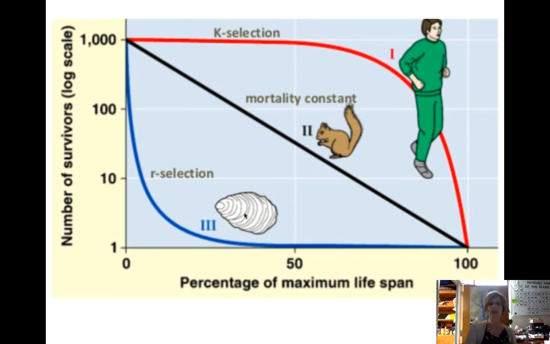R selection organisms are going to produce a lot of offspring, but a lot of them die off. They don't have parental care, so here's some kind of mollusk, right? So it's not going to have a lot of parental care, and like those spawning salmon that we saw, those little baby fish are on their own, right? So there's no way, and a lot of them get eaten. And so their lifespan is not very long, and a lot of them die off.